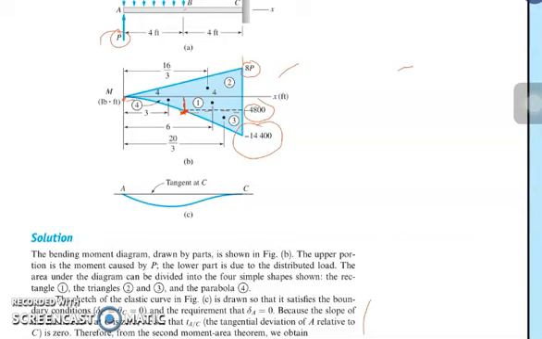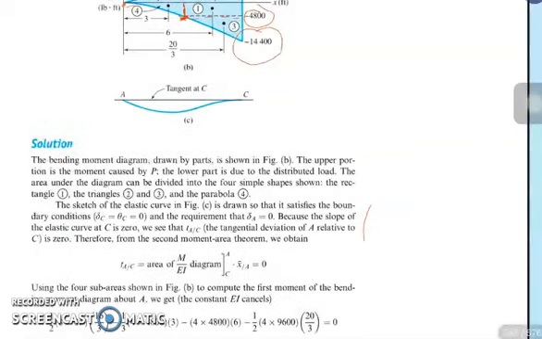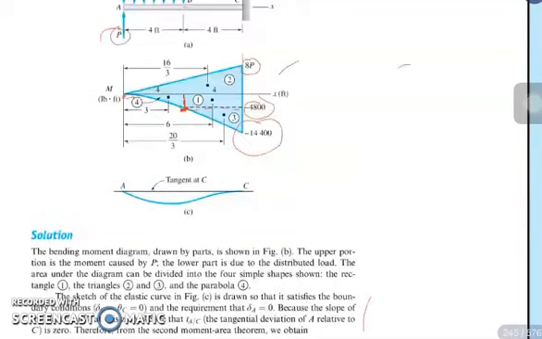So we have here 20/3. Then afterwards, we have to take note that from our elastic curve sketch, we have here the tangent at C. Based on the boundary conditions, this is a cantilever at point C. So at point C, our displacement is equal to 0, and our theta also at point C is equal to 0. Then at point A, the displacement is also equal to 0.